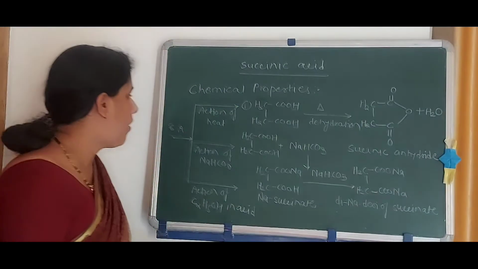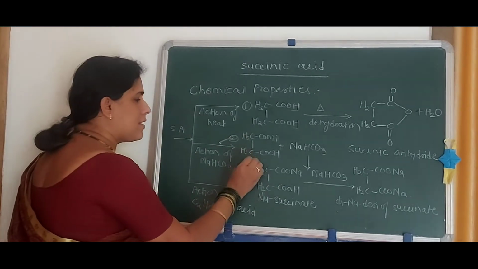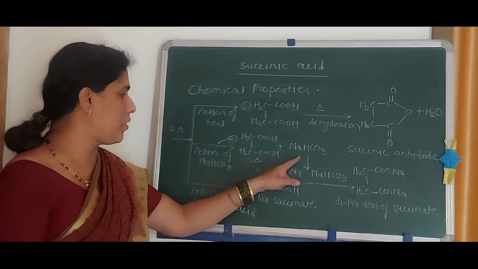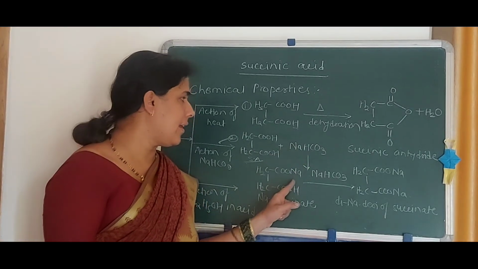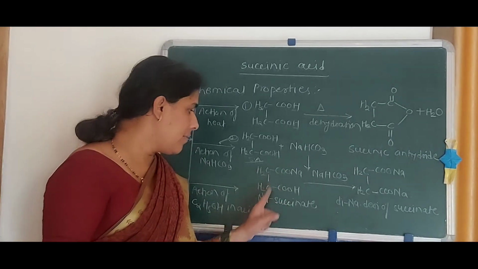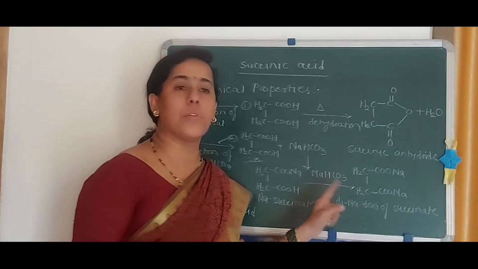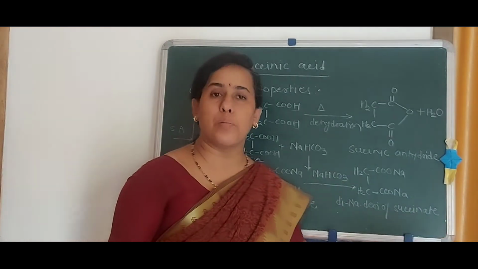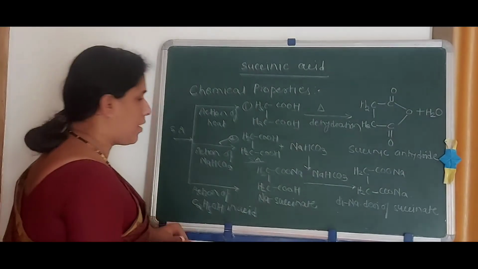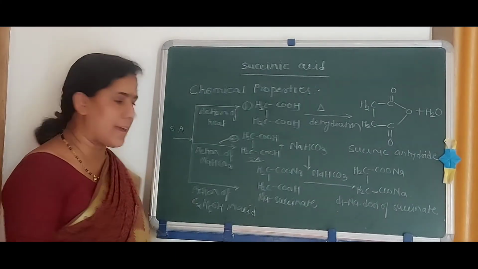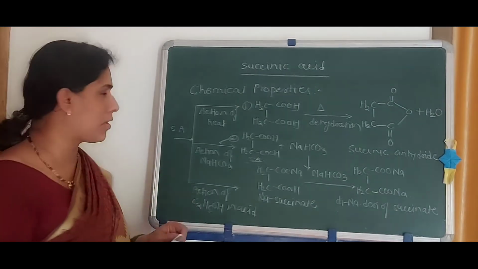Got it? What happens here? That is the second reaction here. Succinic acid, sodium bicarbonate, it uses first molecule. One of the H is replaced by this Na and there is formation of a sodium salt of succinate, which again uses one molecule of sodium bicarbonate. There is formation of the disodium derivative of succinate. Now, third is action of C2H5OH. Likewise the sodium bicarbonate reaction, here also one of the H is replaced by this C2H5, that is the ethyl group.